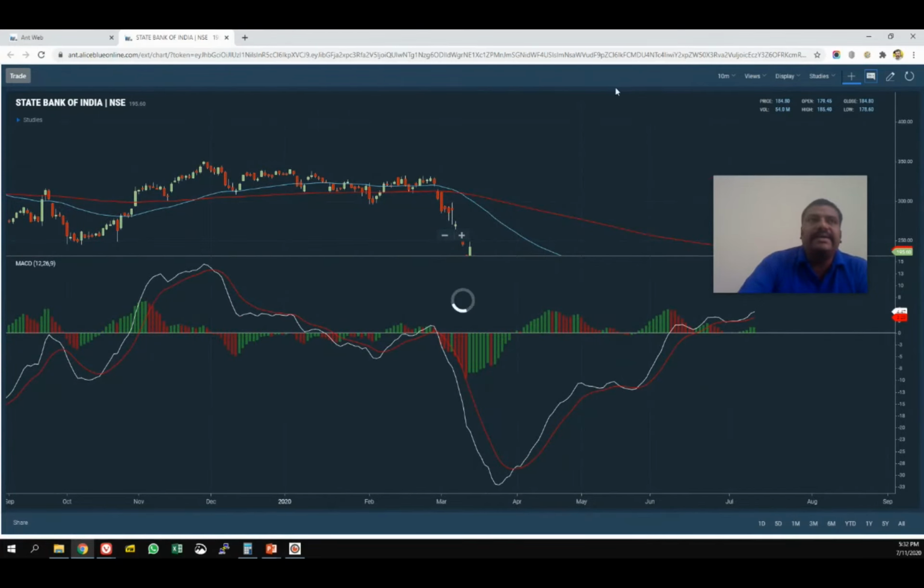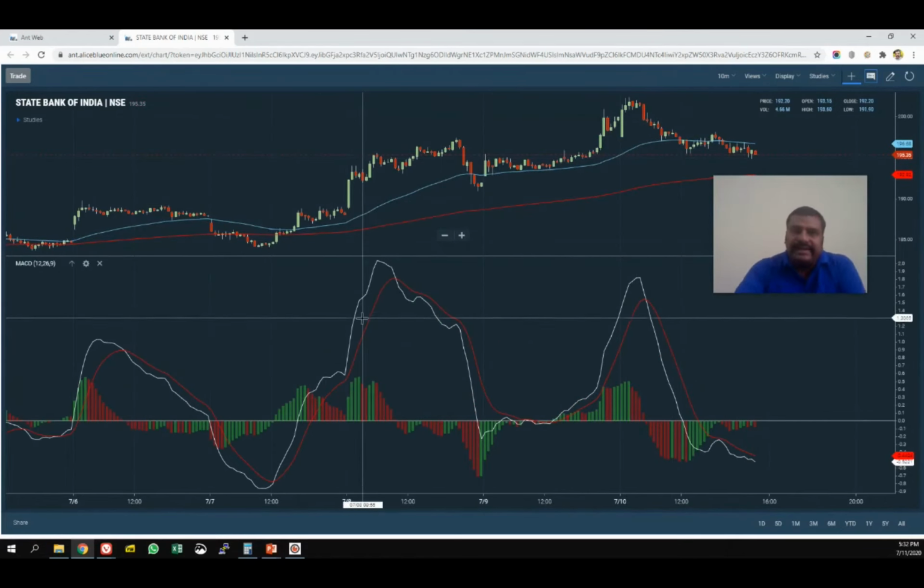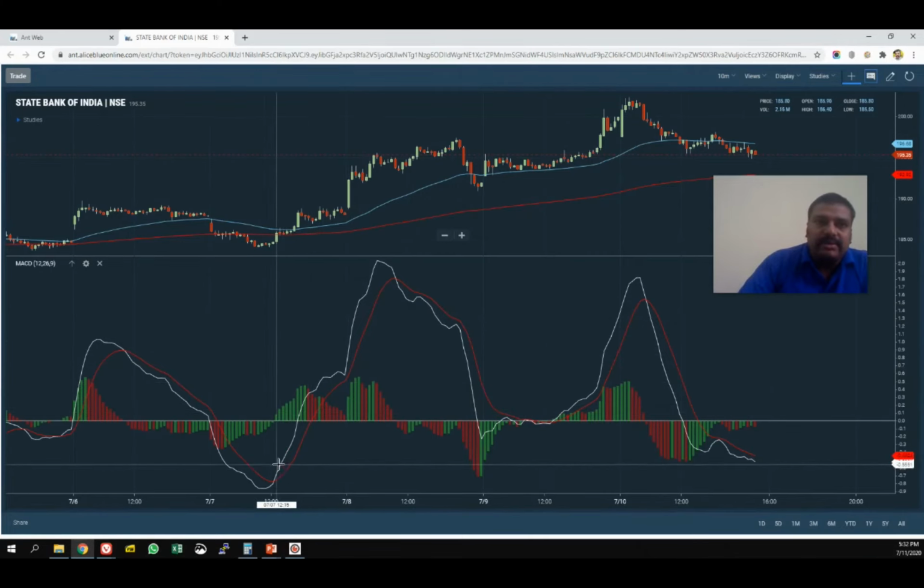I'm showing you an MACD for a 10 minutes chart. Here you see that there are three things. Number one, there are two lines. One is a white line and one is a red line. And also you have a histogram. And there is one line in the middle. Okay. So what are these?